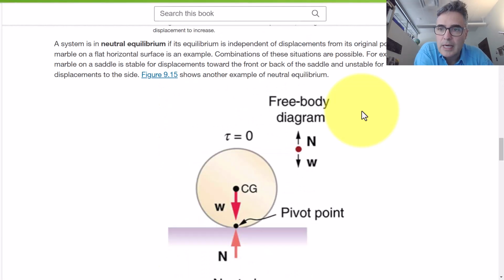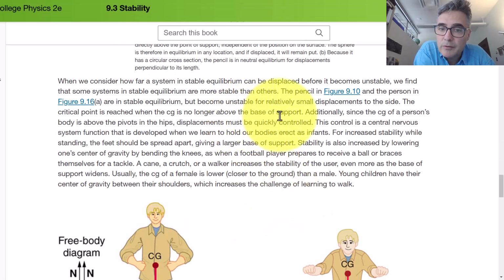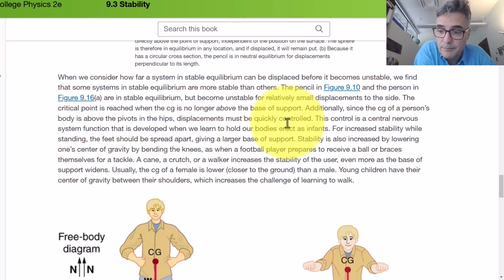And the system is in neutral equilibrium if you give it a little bump and it doesn't have a force that brings it back to equilibrium or accelerates it away from equilibrium. So then they talk about something called base of support.